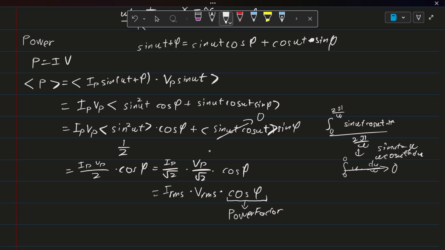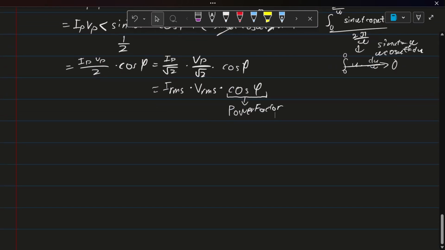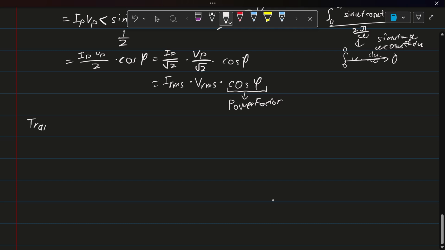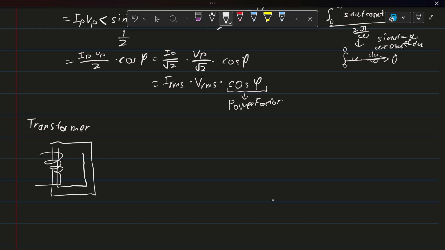Something to state in addition to the power factor, or pretty much power, is the transformer. The transformer is an idea in which you could transfer power from one place to another. So let's try to derive the transformer. The idea of a transformer is that you would have a coil, and this coil is going to produce a magnetic field, which will later be induced into this other coil.